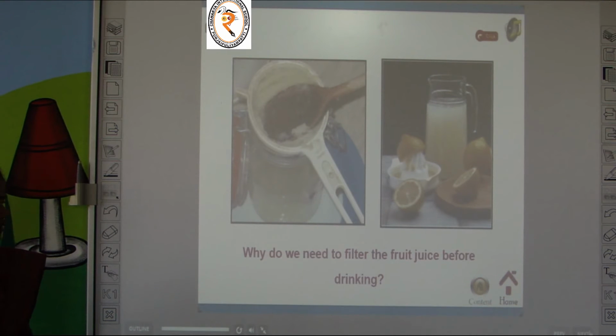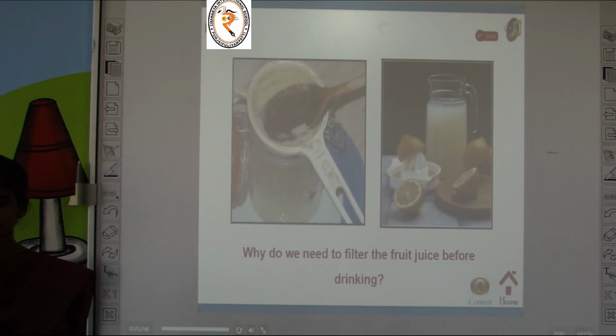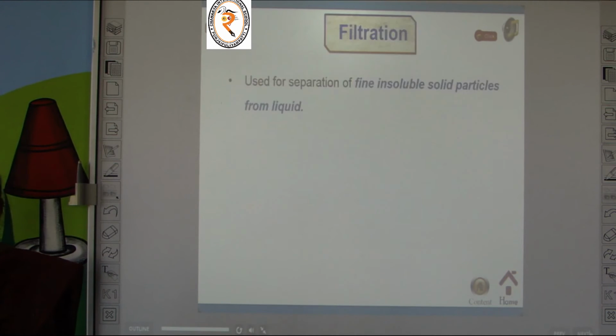Look at the picture. Why do we need to filter the fruit juice before drinking? Before drinking the juice, we have to remove all the seeds present in the fruit, no? So we can separate it. So why do we need to filter the fruit juice before drinking?